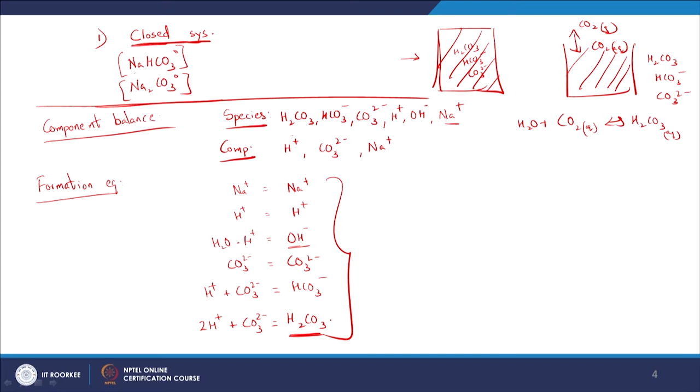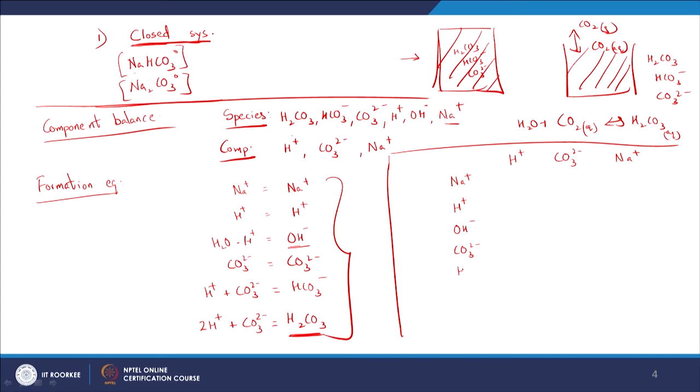The next step would be the tableau. First we are going to list the components: H plus, CO3 2 minus, and Na plus. Again, I am going to list the species: Na plus, H plus, OH minus, CO3 2 minus, HCO3 minus, and H2CO3. In the tableau we also always have to list our recipe species, the species that we are adding to the system initially. These are NaHCO3 naught, the initial concentration of NaHCO3 that we are putting in, and Na2CO3 naught.